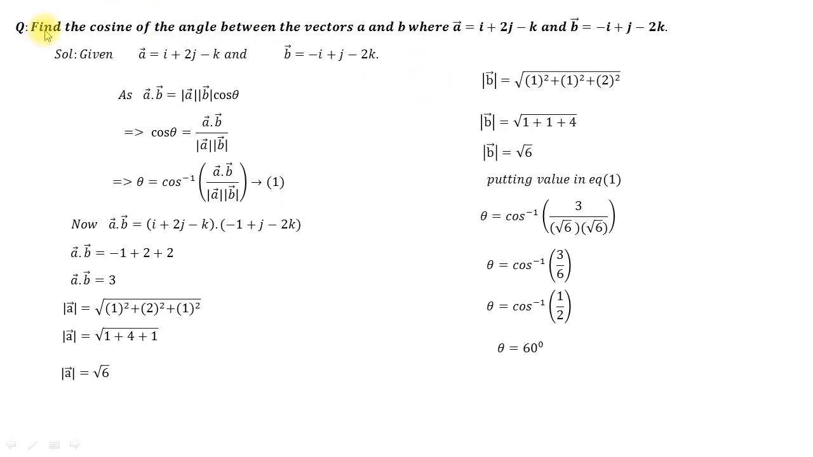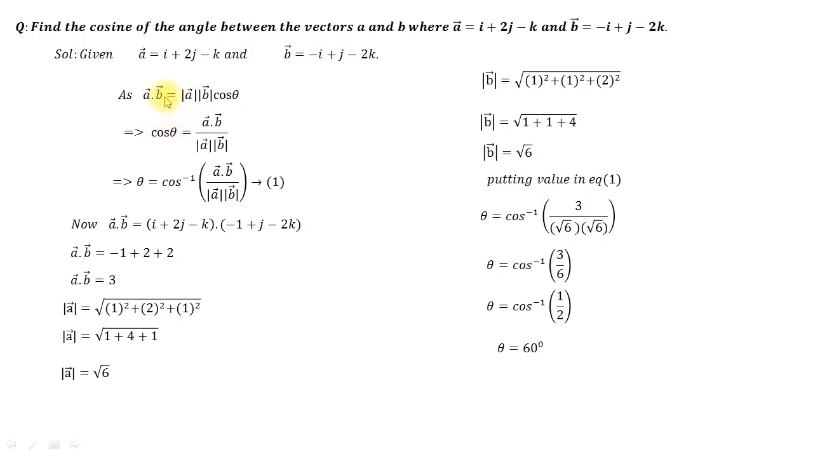Now another problem: find the cosine of the angle between the vectors a and b, where a is equal to i plus 2j minus k and b is equal to minus i plus j minus 2k. In this problem we have two vectors a and b. This is vector a, i plus 2j minus k, and b is equal to minus i plus j minus 2k, and we have to find the cosine of the angle between these two vectors. So we have to find cos theta.